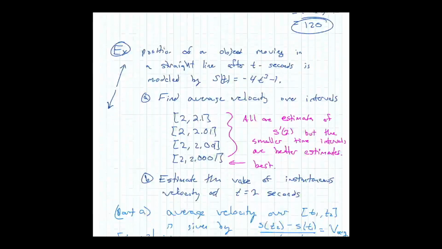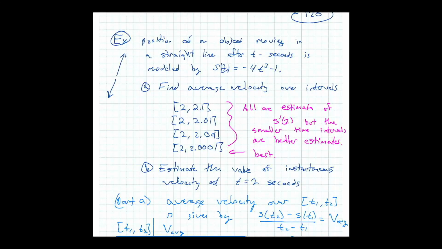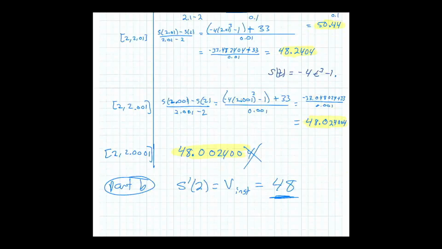And we know that because, like I said, all of these are supposed to be estimates of the instantaneous speed or instantaneous velocity, but they get better and better as you go. And we could keep going forever. So, like when you see 48.24, 48.024, 48.0024, you guess that these are heading towards 48. And that would be your answer. Okay. So that's what you're supposed to do on those questions.